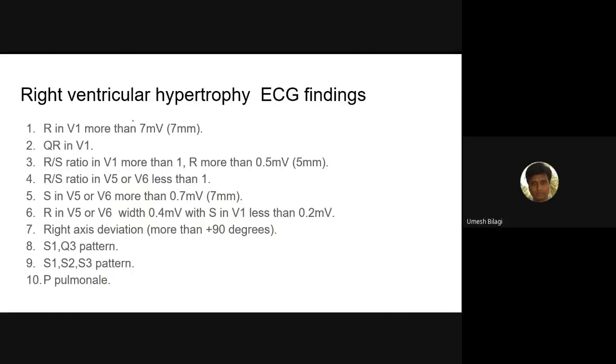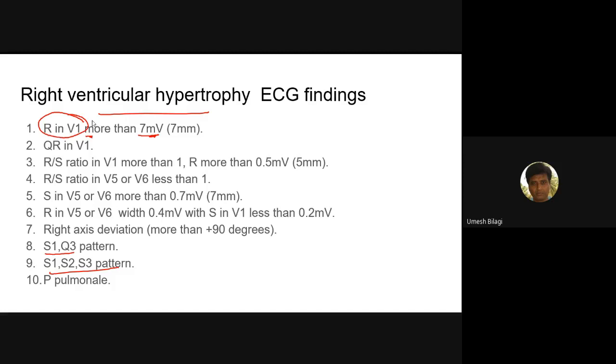Similarly, a lot of criteria are there for right ventricular hypertrophy. You remember this: S in V6, R wave in V1 more than 7 mm. You can note this, this one is easy to remember. There are a lot of criteria, like the S1, S2, S3 pattern, S1 Q3. They may not ask you about these things. This is about right ventricular hypertrophy.